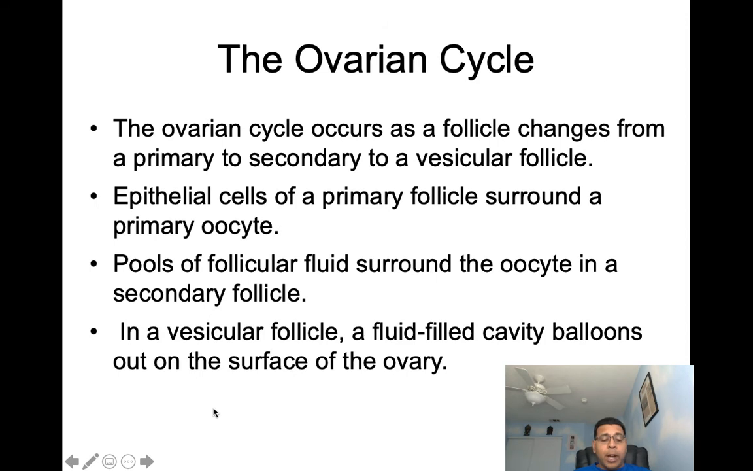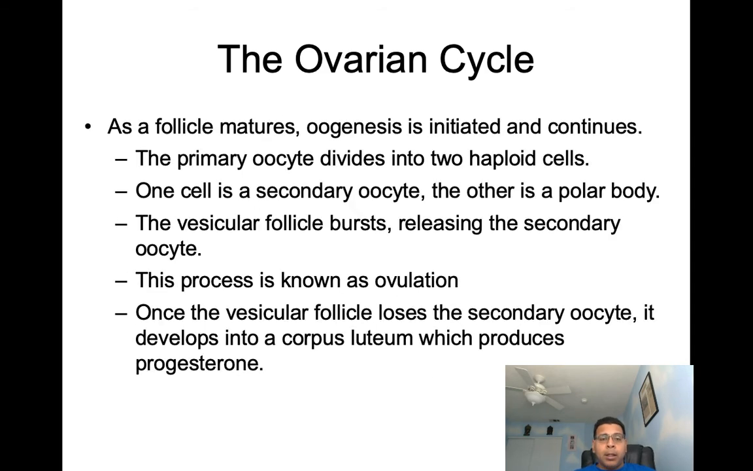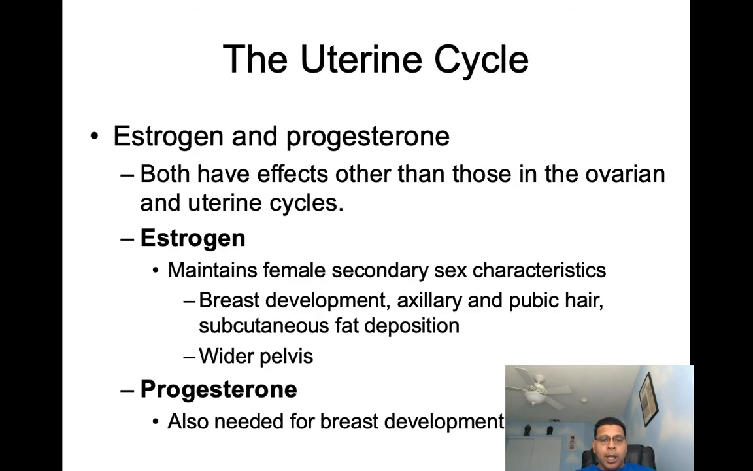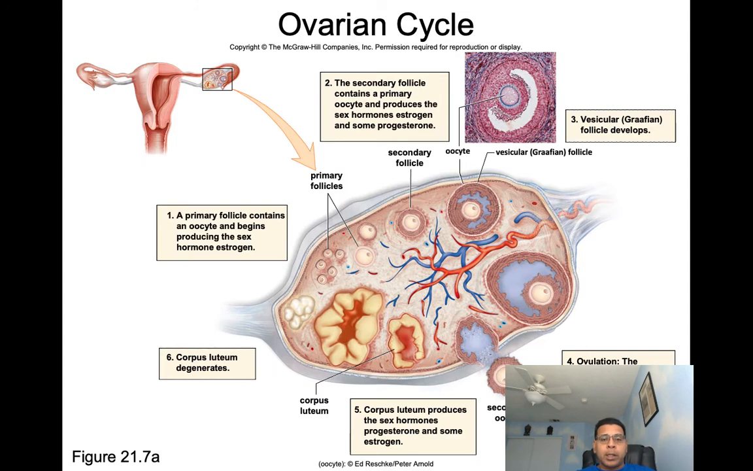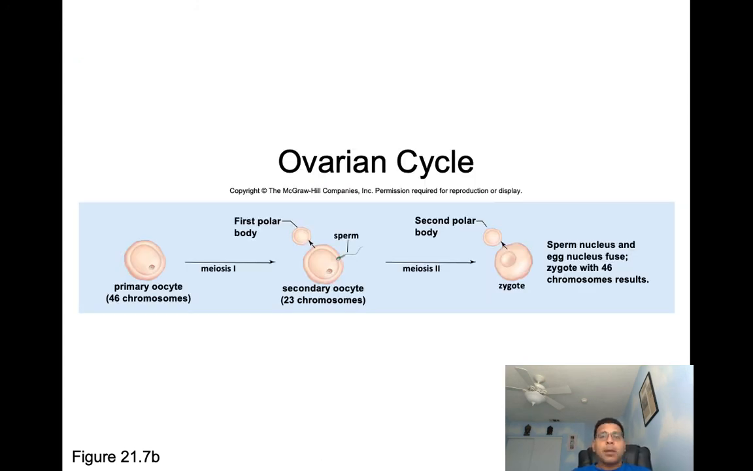Next, the ovarian cycle occurs as a follicle changes from primary to secondary and eventually to a vesicular, or what we can call a Graafian follicle. We can look at that in this figure, where we can see the stages of the follicle maturing. As a follicle matures, oogenesis is initiated and it continues.